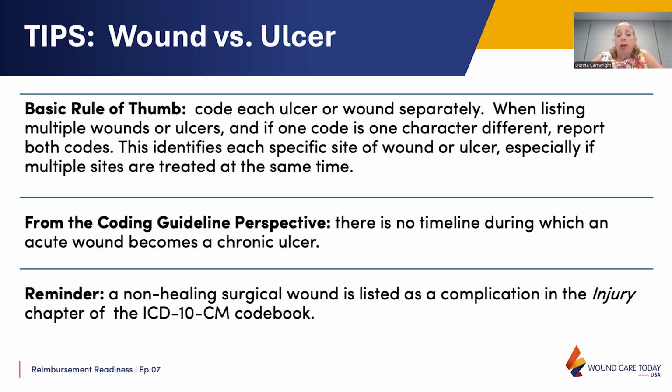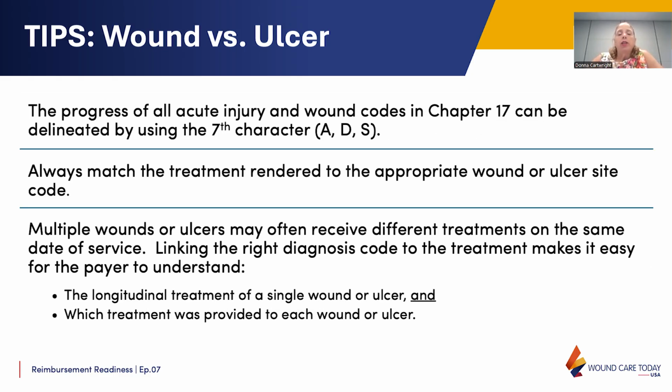So those are in the acute injury chapter of the ICD-10-CM code book as a surgical complication. So the progress of all acute injury and wound codes in Chapter 17 are delineated again by using those 7 characters of A, D, or S. You always match the treatment rendered to the appropriate wound or ulcer site code.